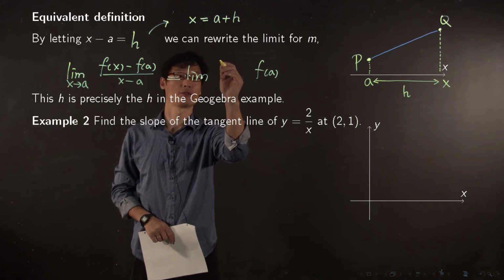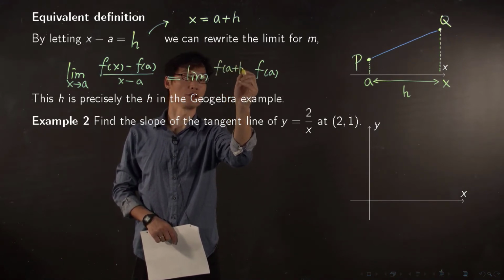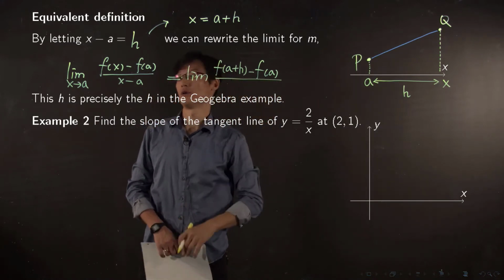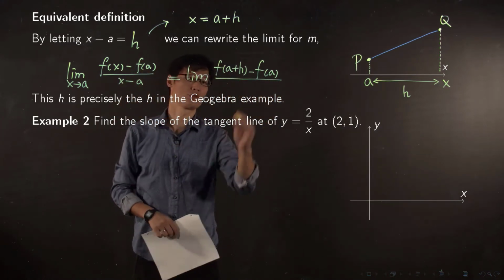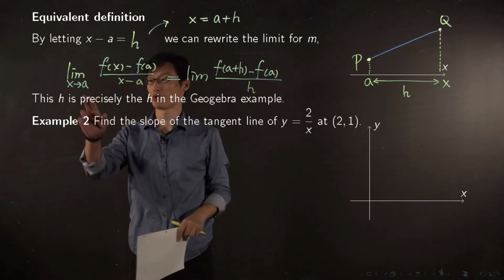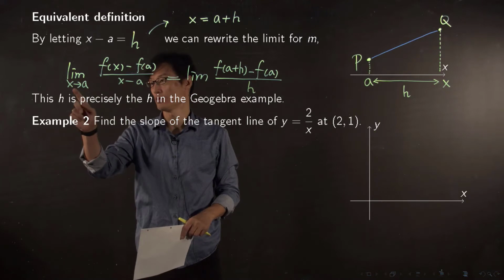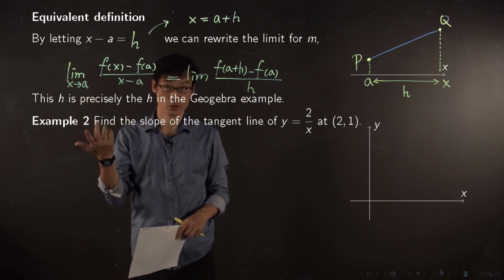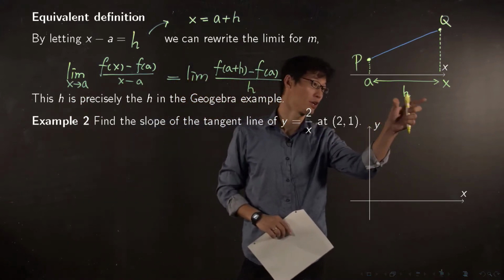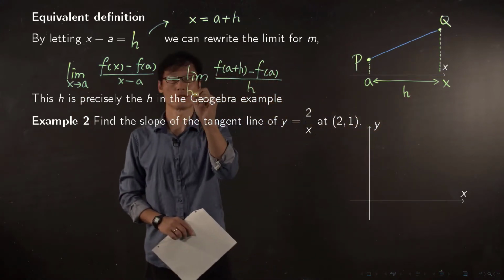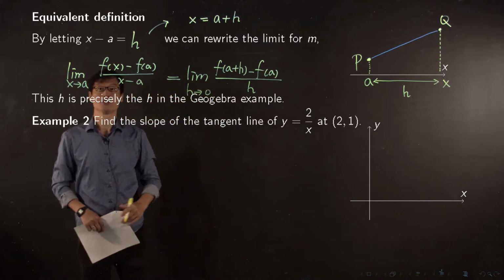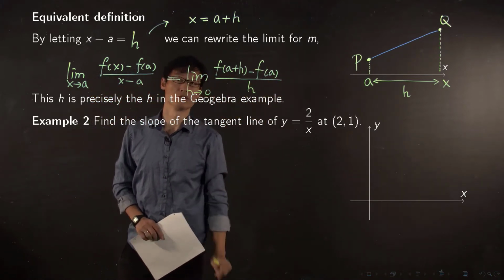So f of a plus h over, well, x minus a is simply h. And you want to replace this expression in terms of h. Now that x is getting closer and closer to a, our h is getting smaller and smaller. So basically, h approaches 0. So this will give us the equivalent definition.